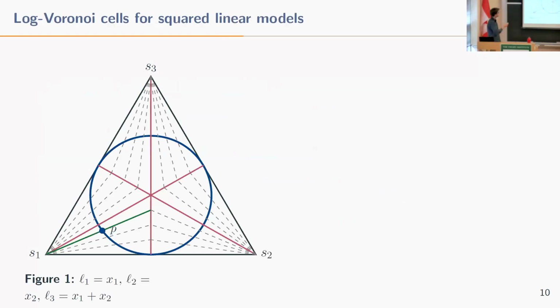And here are now two pictures from our recent work on squared linear models, which depict these log Voronoi cells. Here I've chosen as my linear forms a very simple example: x1, x2, and x1 plus x2. I take the squares of these, and these define my fi's. And then it turns out the model is just a square inside this probability simplex. So now I've identified the probability simplex with a data simplex.